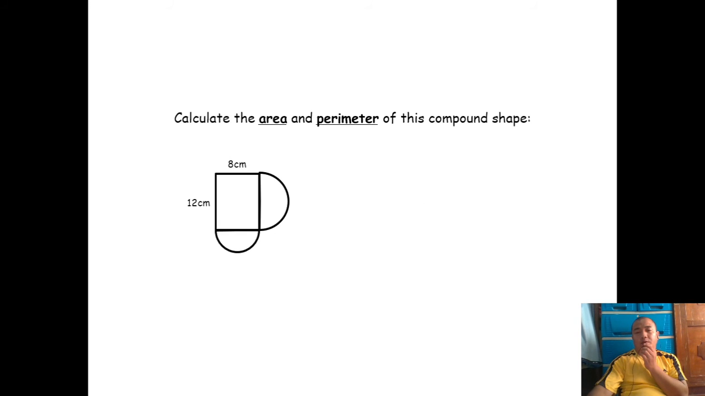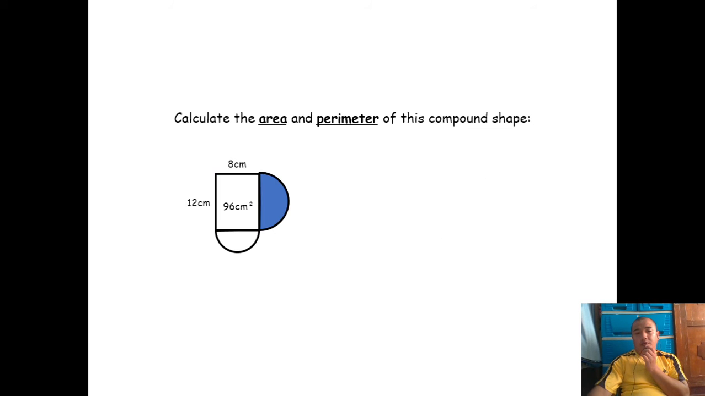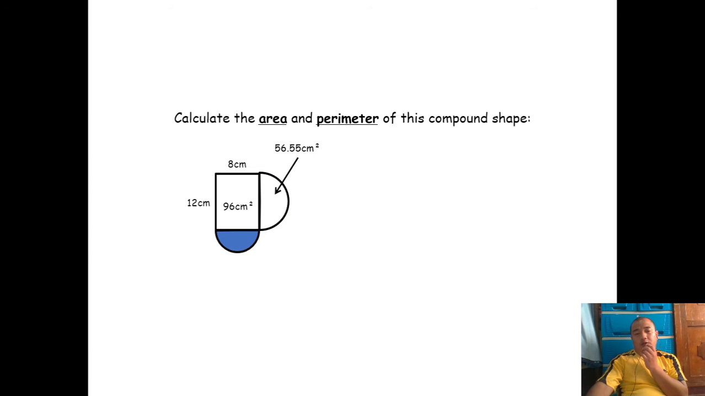Now, calculate the area and perimeter of this compound shape. Okay, that's a rectangle. 12 times 8 is 96 centimeters squared. So, for the semicircle, what's the area? Pi r squared divided by 2. So pi times 36 divided by 2, 56.55 centimeters squared.